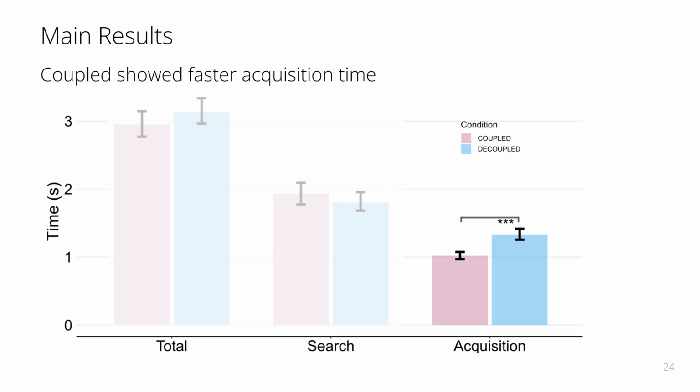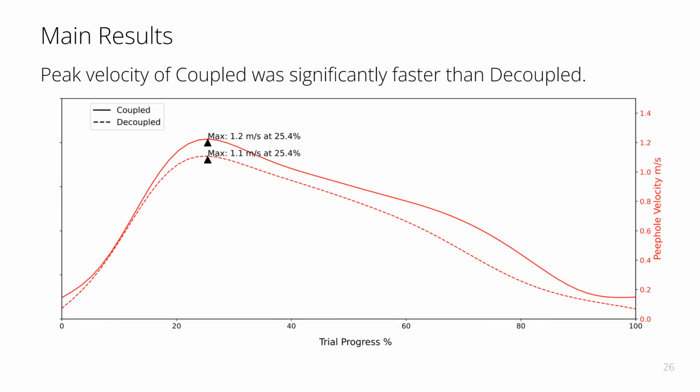Our results show that the coupled condition showed significantly faster acquisition time than the decoupled, but not in search time, total time, or error rate. We looked at our results deeper by analyzing the Peephole velocity and target review percentage. We observed that with the same searching technique, coupled showed trends of higher Peephole velocity compared to decoupled.